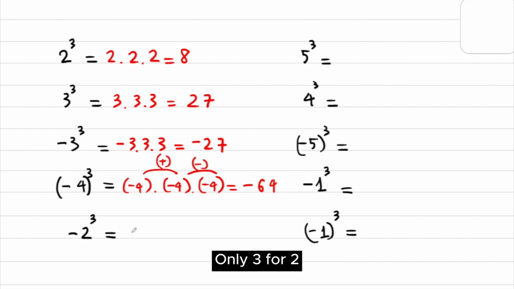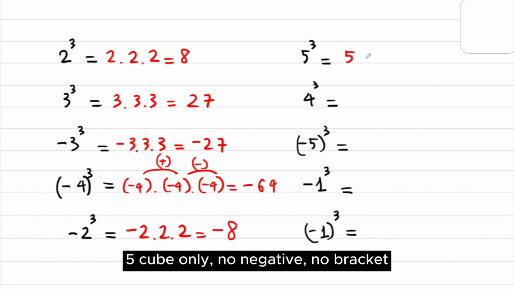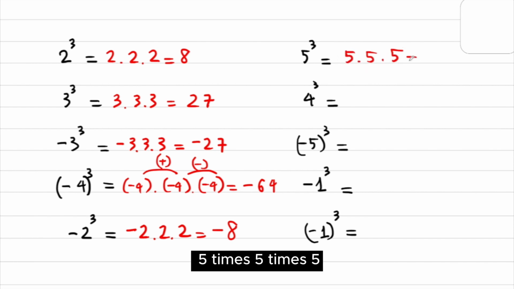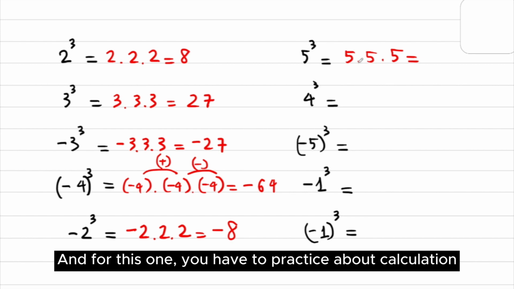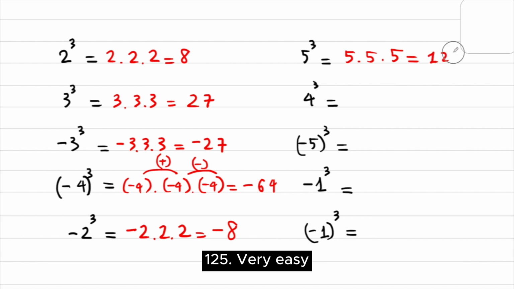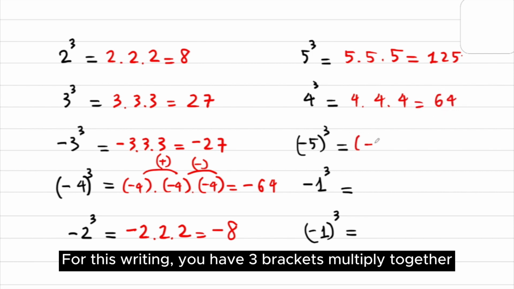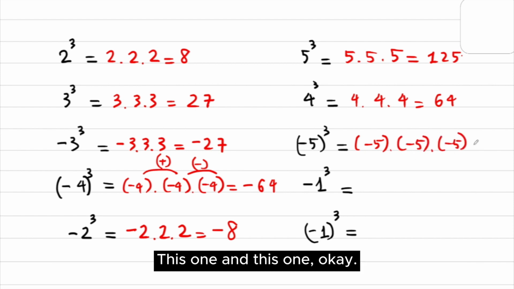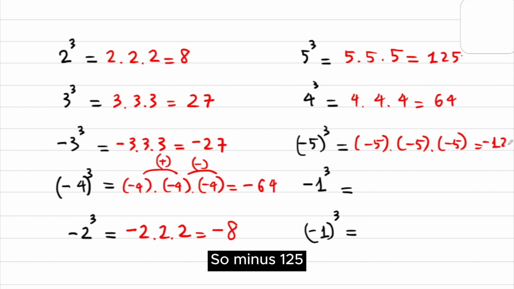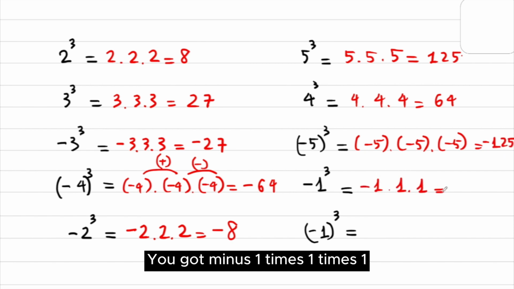Okay, so how about this one? Only 3 for 2. Repeat 2 three times. Negative 8. 5q, only 5. No negative, no bracket. 5 times 5 times 5. And for this one, you have to practice the calculation. 125. Yes, very easy. 4 times 4 times 4 is 64. For this writing, you have 3 brackets multiplied together. This one and this one. Okay, so minus 125.